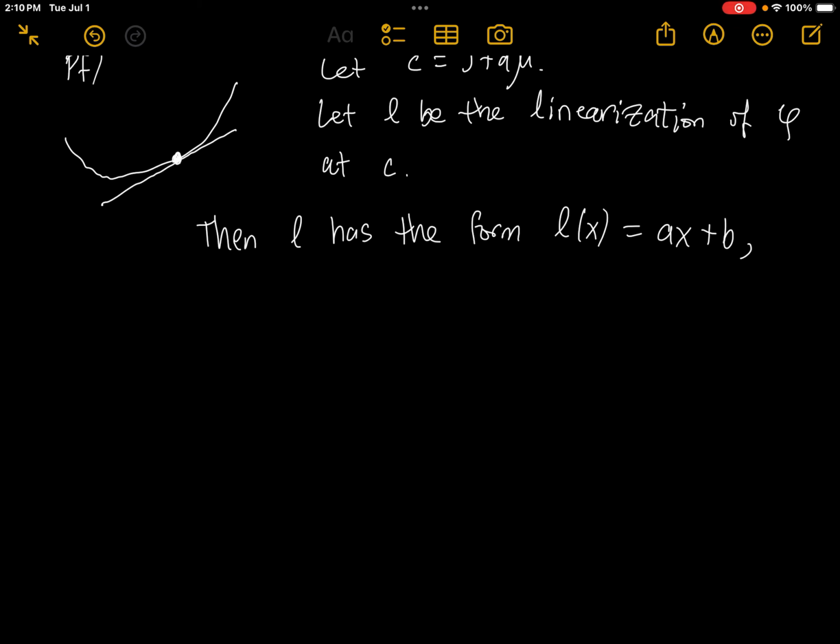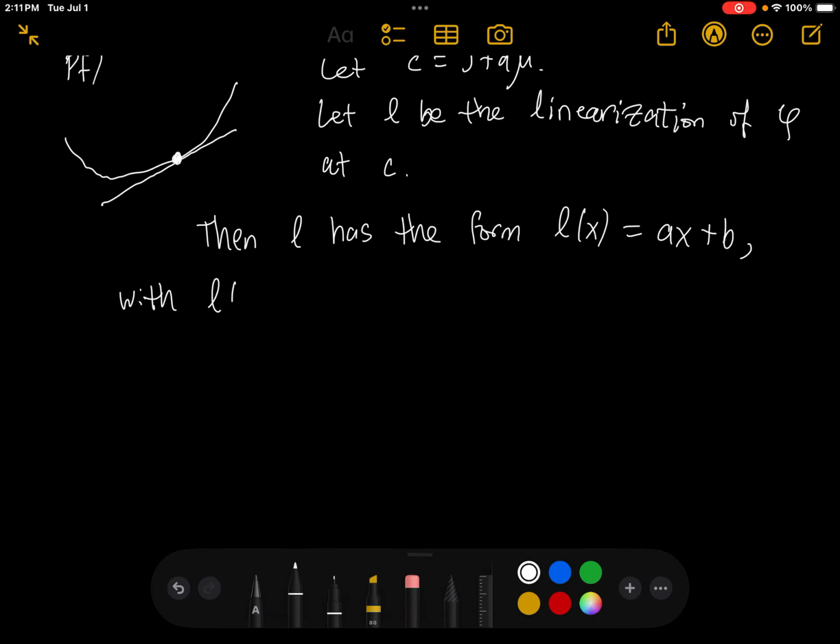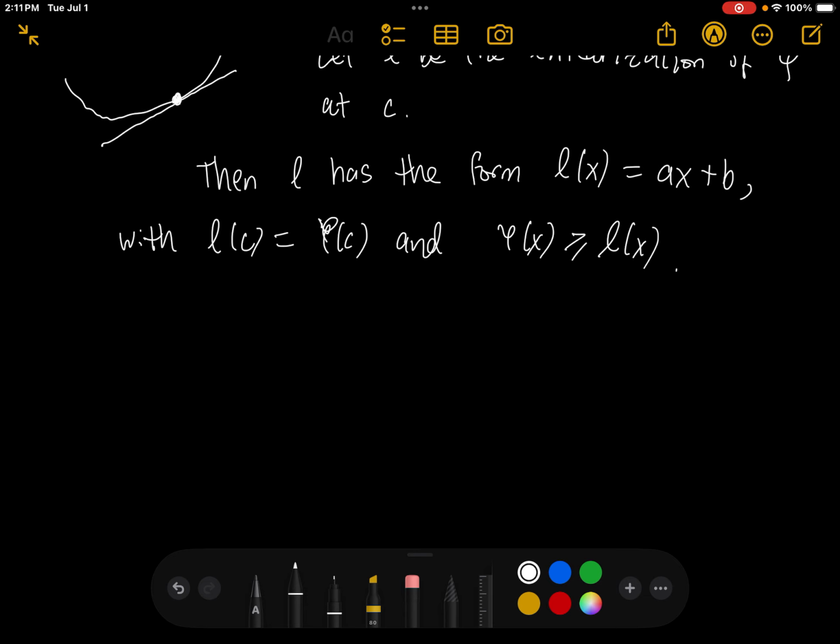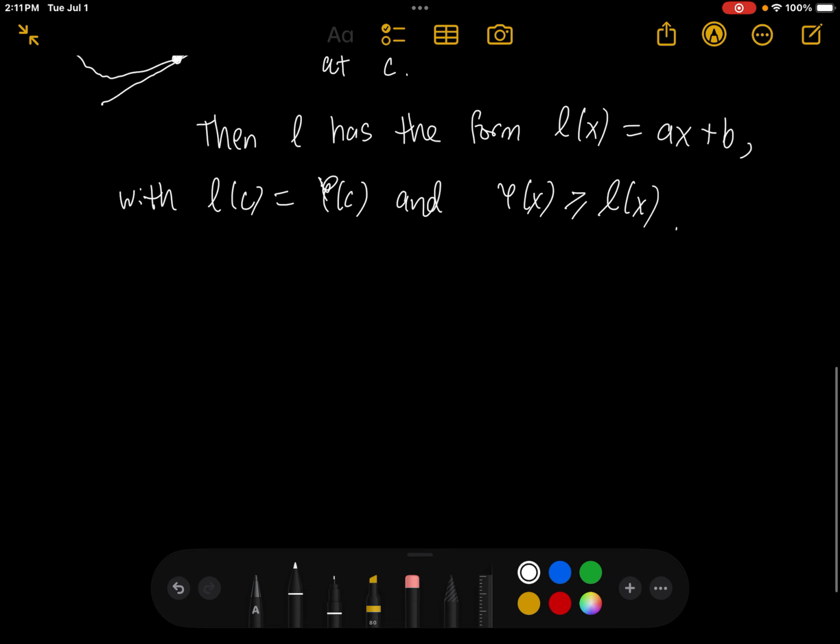But L has this form with L of C equal to phi of C, and phi of x is greater than or equal to L of x for all x. That's just stating the fact that the graph of the curve is higher than or equal to the graph of the line. Okay, and this is where we use the convexity, right? This inequality. This is where convexity is used.